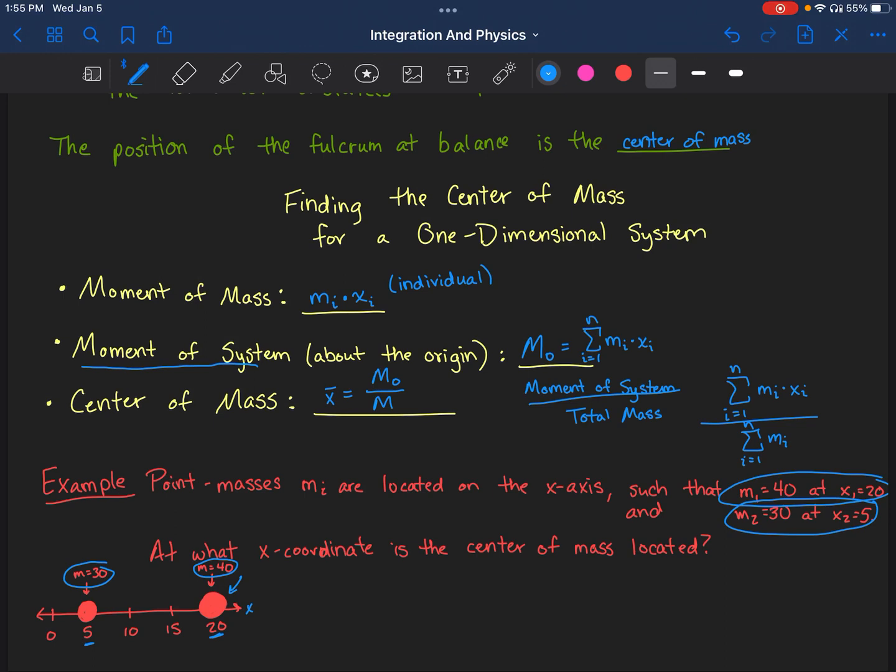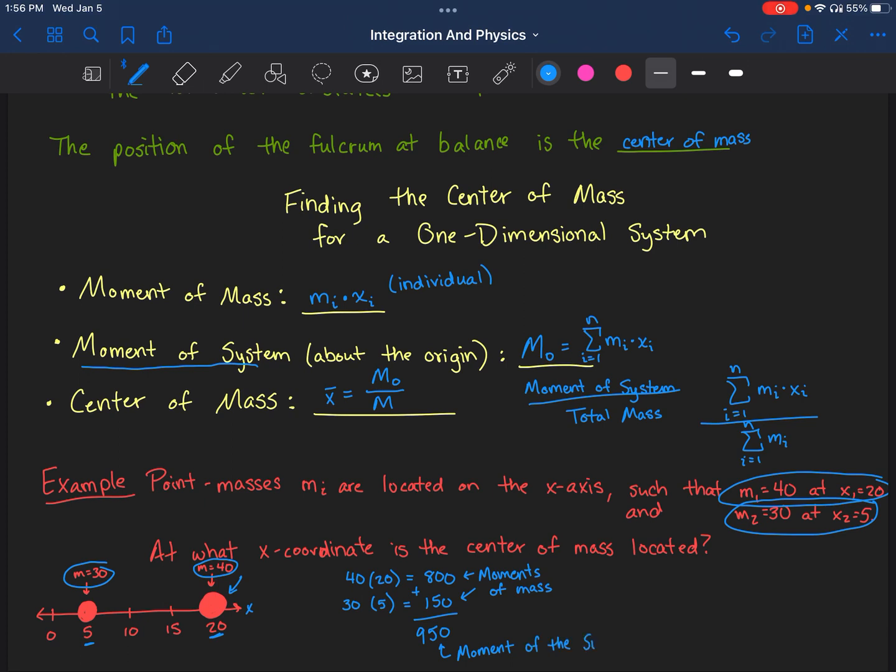Well, the first thing I'm going to do is find the individual moments of mass. So I'm going to do this first part. 40 times 20, my mass times my distance, is going to give me 800. So there's my first moment of mass. The other moment of mass is going to be the mass at 30 times 5, its location, which is going to give me 150. So these two are my moments of mass. These are my individuals. If I want to find the moment of the system, I just have to add them together, which is 950.